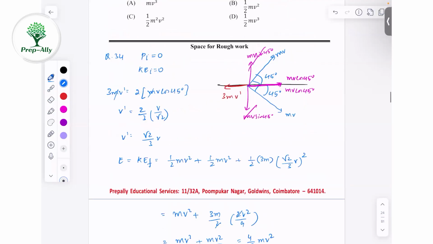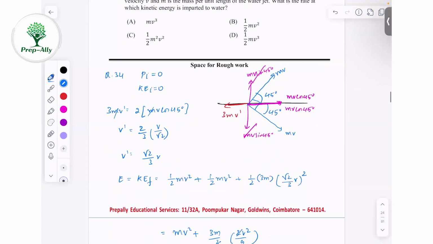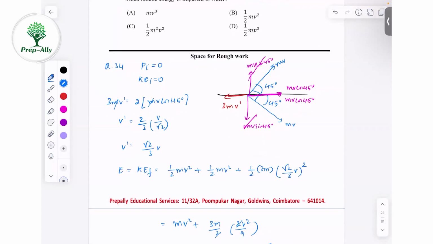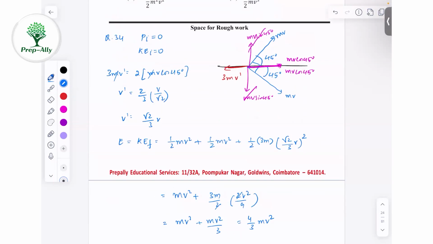Now that is the energy imparted, the energy released during the process. See, the initial energy is zero. So whatever energy is released is nothing but the kinetic energy of the system after the explosion. And that's what we have found out here. Okay.